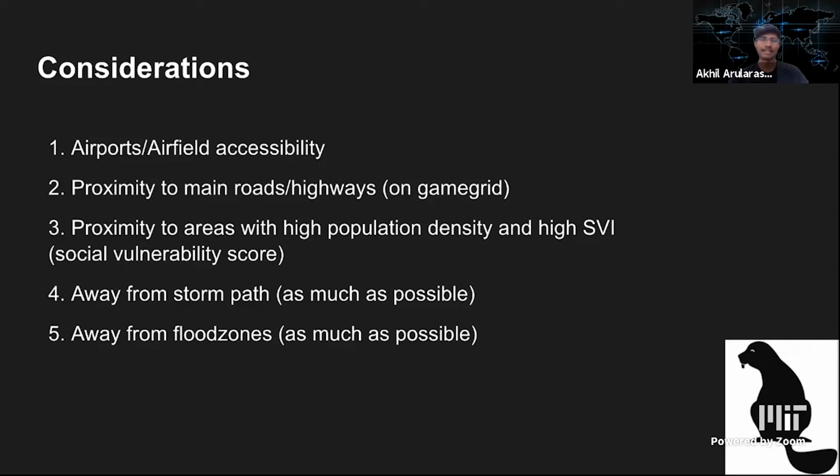Number 1 is it must be near or at airports and airfields. Secondly, it must be near large roads and highways on the game grid. Third, it must be close to areas with high population density and high social vulnerability score, or SVI. Fourth and fifth is that it must be as much as possible away from the storm path and the flood zones. So we'll be talking more in depth about each of these things shortly.